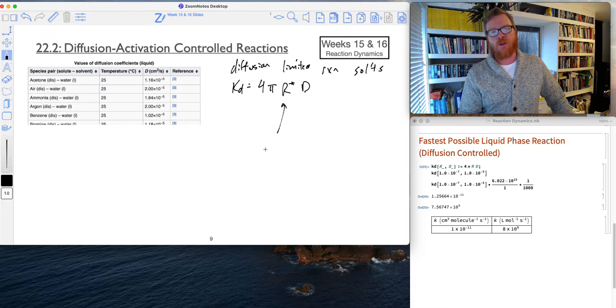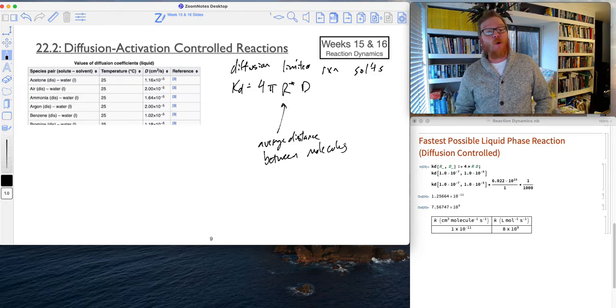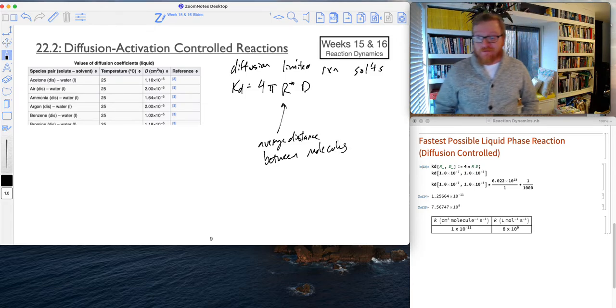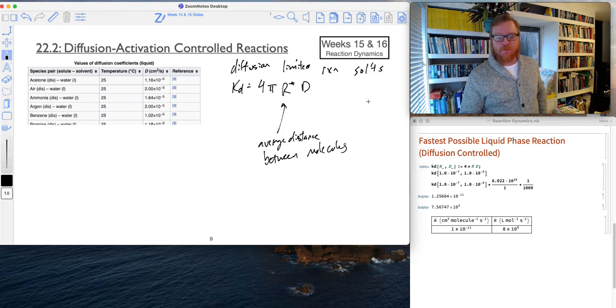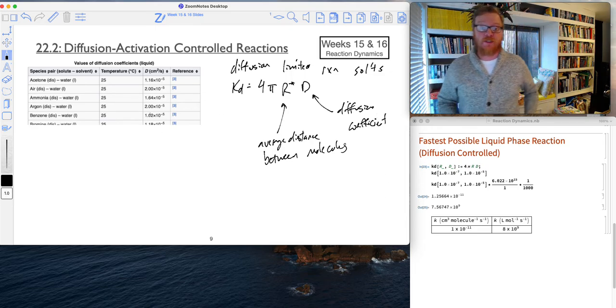Well, what is R star? Well, that ends up being the average distance between molecules. And that number can vary quite a bit depending on your solvent and your reactants. And this D is the diffusion coefficient. Okay? And you can see I've got a bunch of diffusion coefficients listed right here.